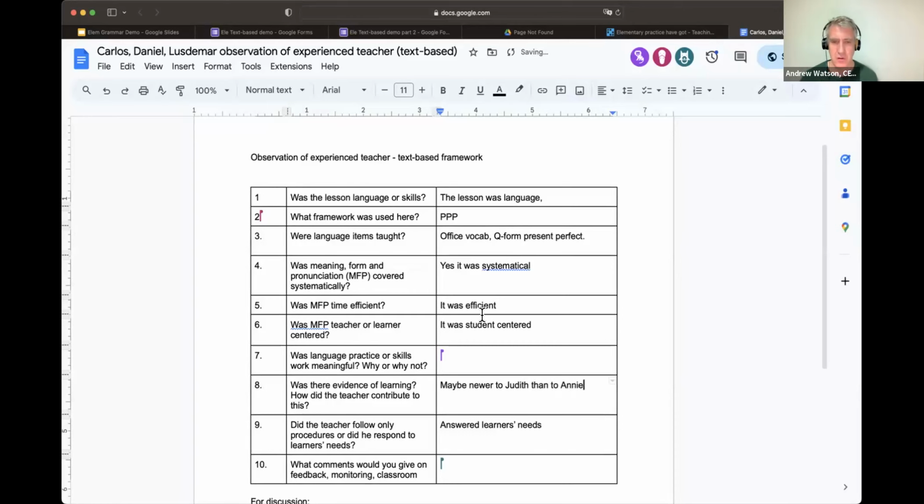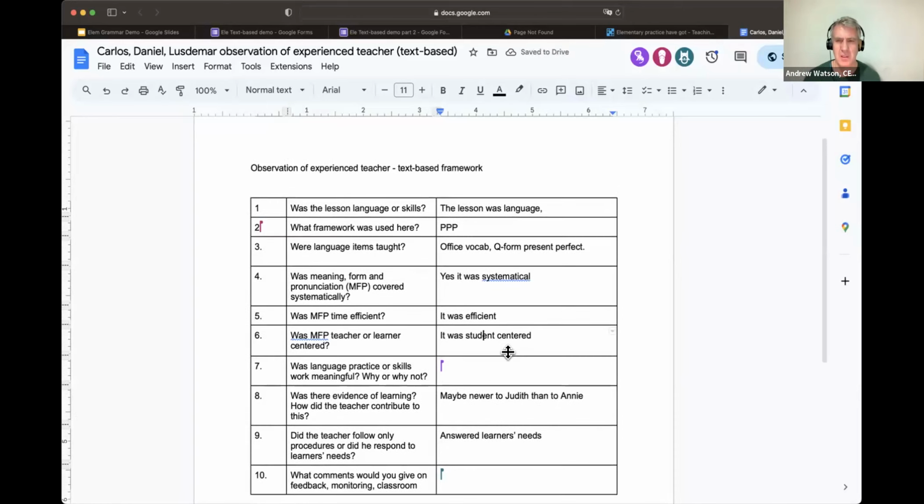Annie seemed to know most of it already. Yeah, but there were some issues that Judith had with the form, I think. So framework, yeah, PPP, that's pretty close. It was actually called a text-based framework because there's a short text. Not a very long one because they're elementary. In fact, the text doesn't have to be very long or complicated. It just needs to be minimal so that we've got a context for the target language.